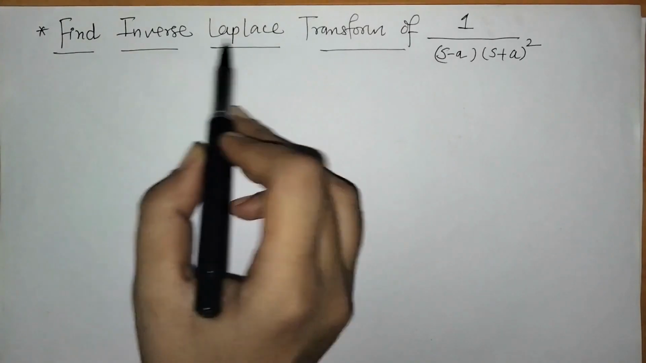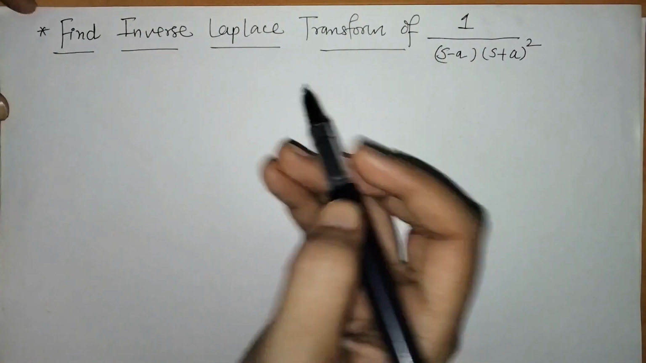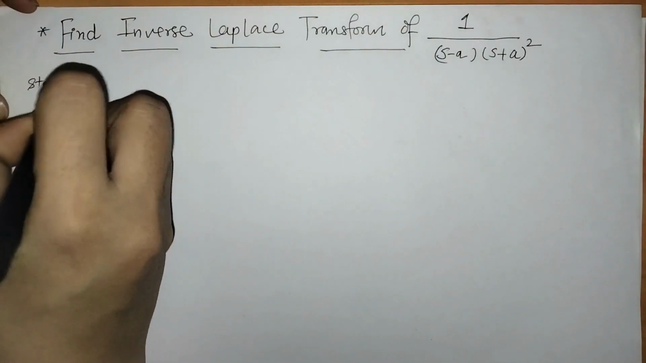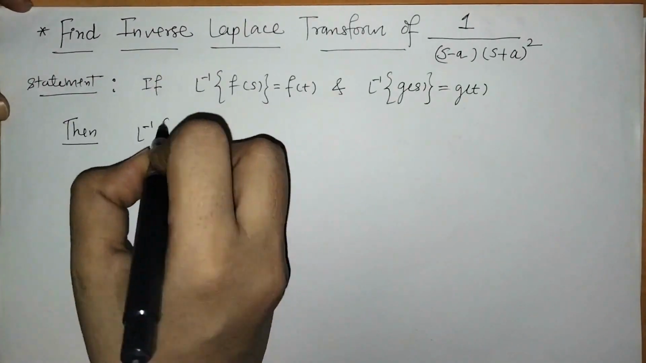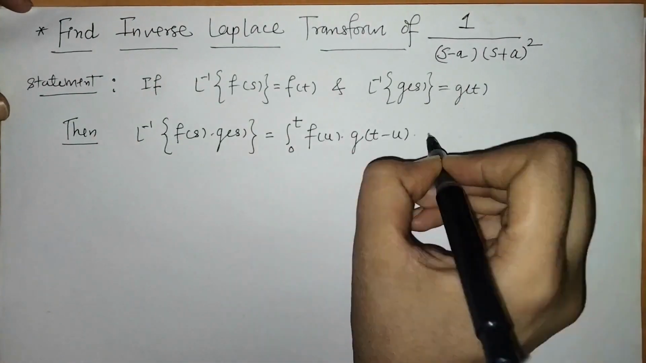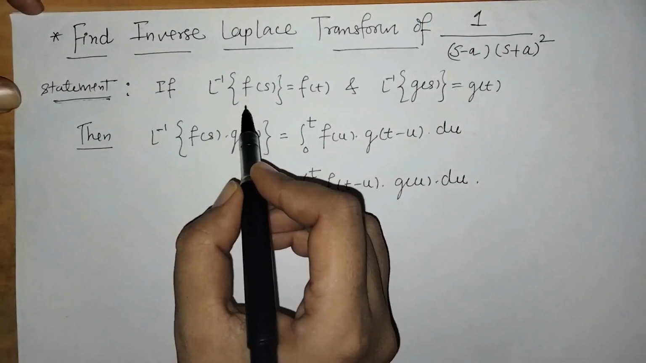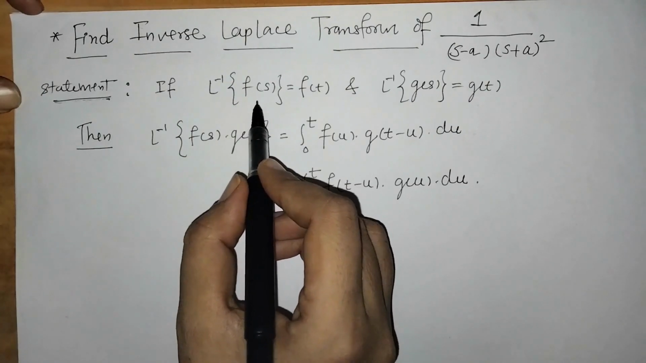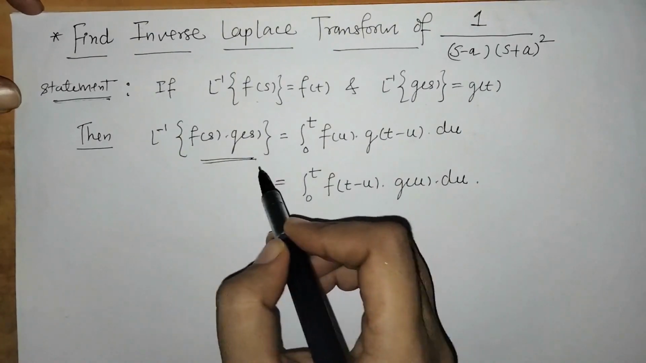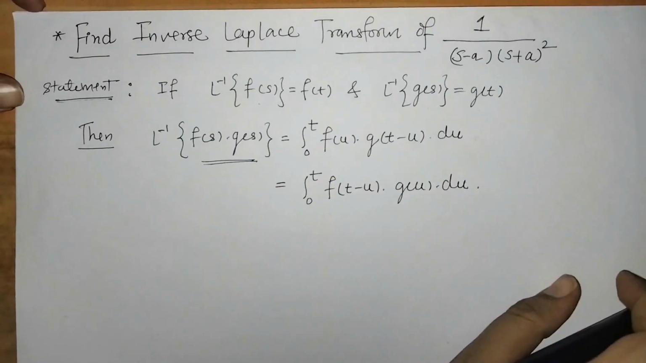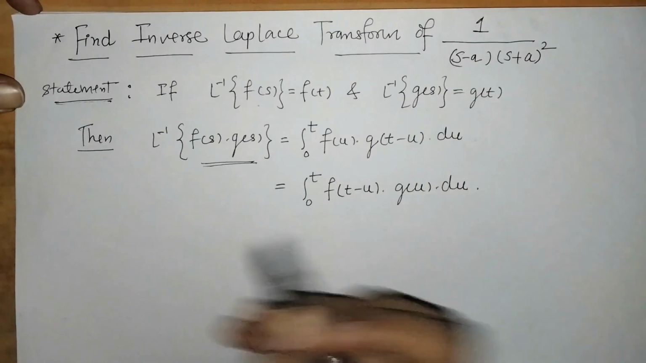Today we have to find the inverse Laplace transform of this given function by using the convolution theorem. So first, we have to write down the statement of the convolution theorem. This theorem states that if we know the inverse Laplace of two functions F(s) and G(s), then the inverse Laplace of their product can be found by using this integral, right? So here we have to apply the convolution theorem for finding L inverse of this function.